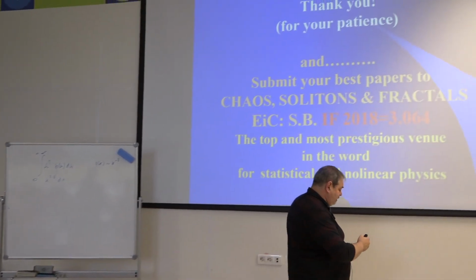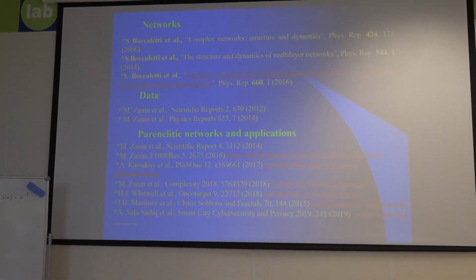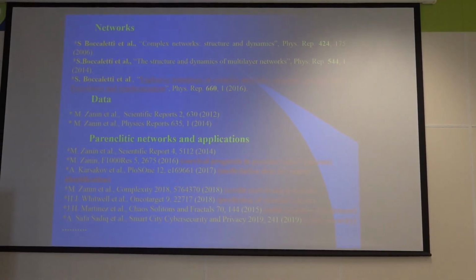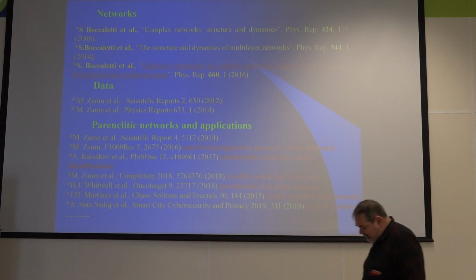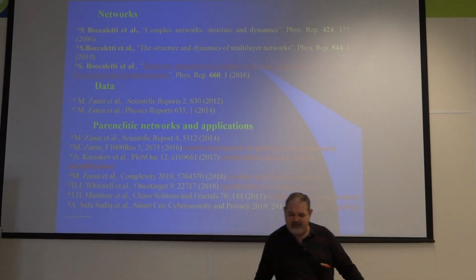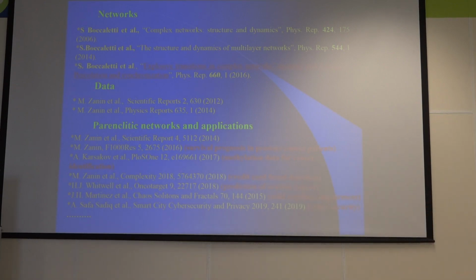But, sorry, then I give you here a few things if you are interested. So on networks, there are three important, so to say, reviews. Of course, on networks you can have thousands of things, but I have to do publicity for myself. So these are things we wrote. One is on general complex networks, this is 2006. Then on multi-layer networks, 2014. And on transitions on networks, 2016. But also we published a physics report on data.